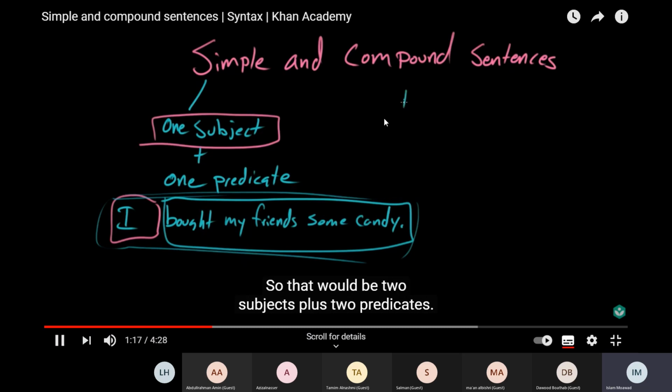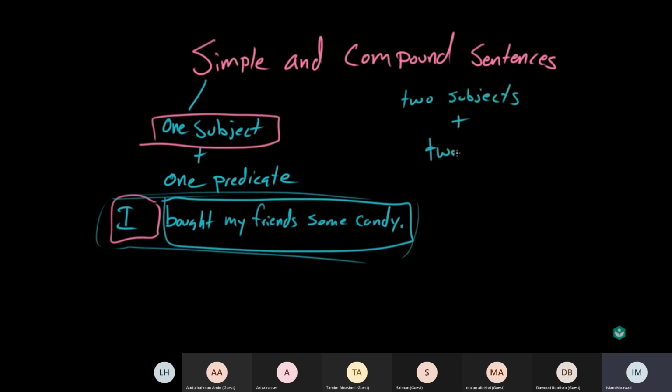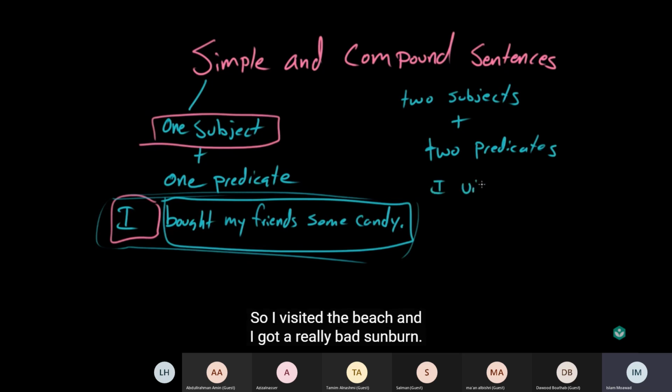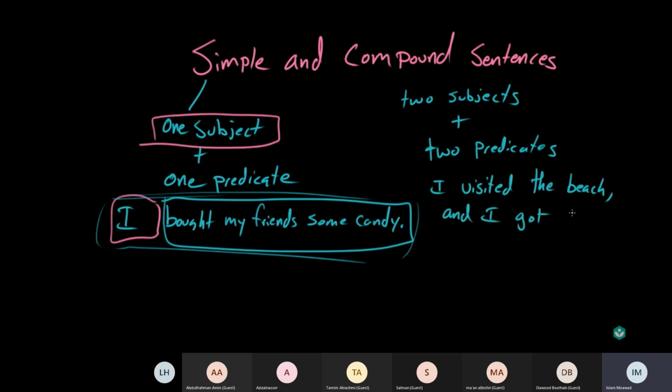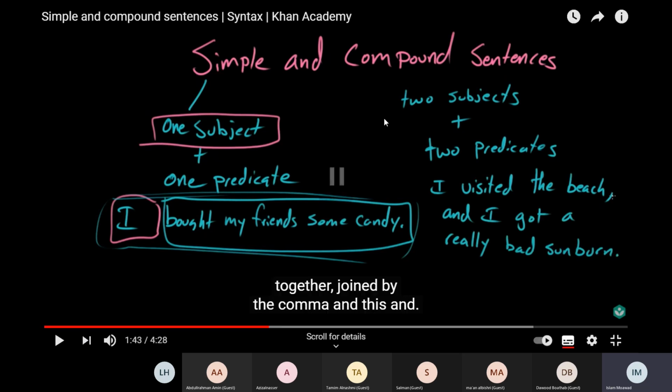So that would be two subjects plus two predicates. Or more. 2, 3, a bajillion. Sure. That would be a very long sentence to read, but you could do it. It would be a very, very compound sentence. Yeah. So I visited the beach and I got a really bad sunburn. When we're looking at this is really two sentences together, joined.